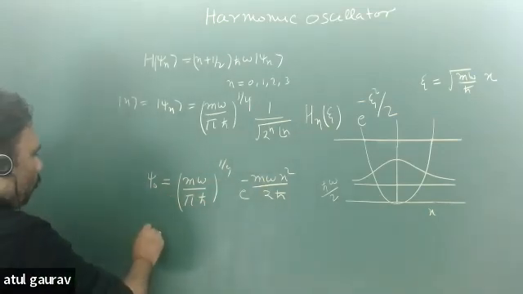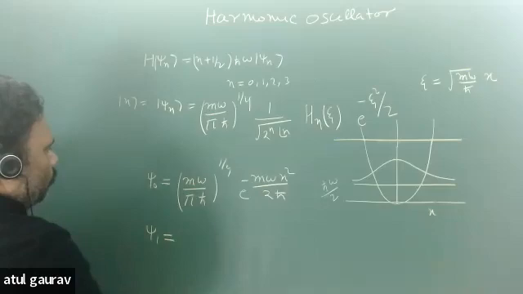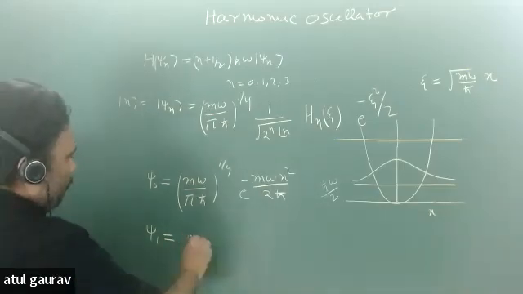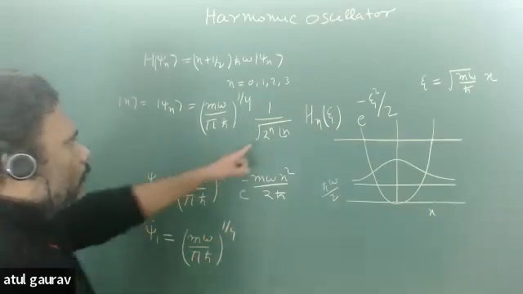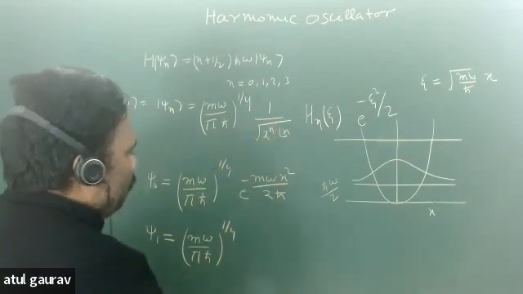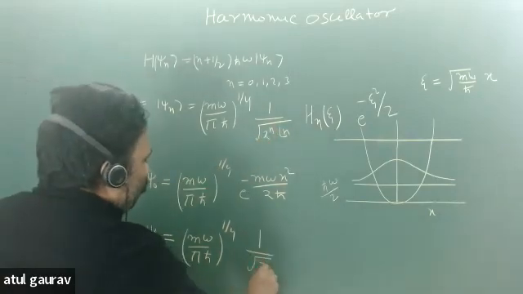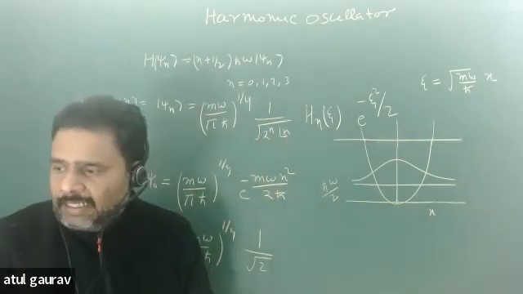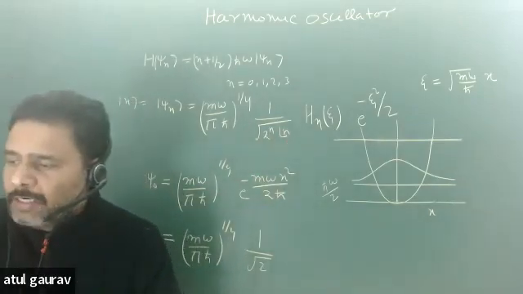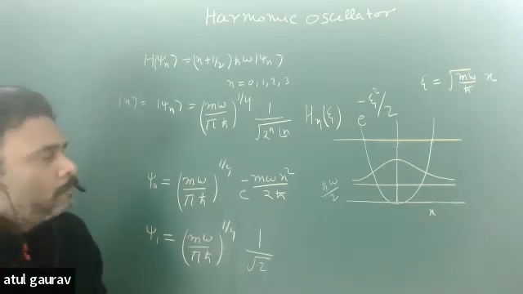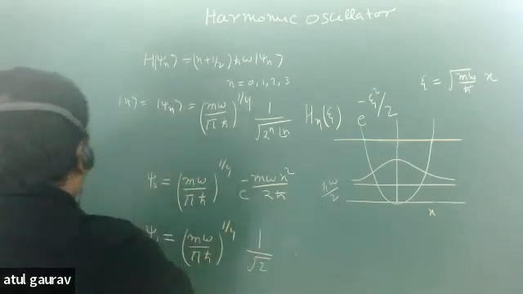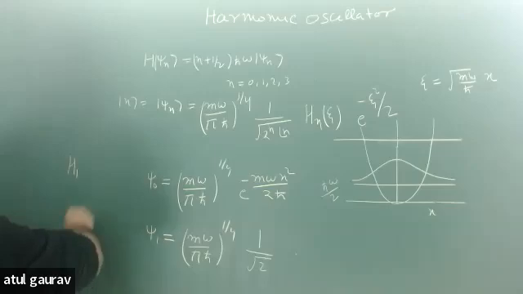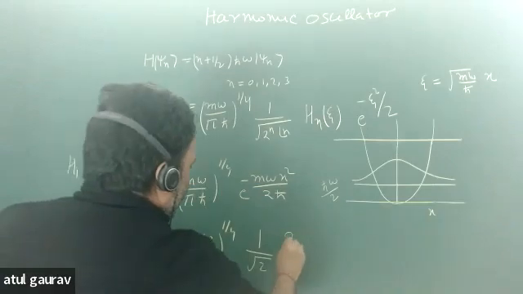Now when we go for the first excited state, it can be written as m omega upon pi h cut to the power 1 by 4. Here you put n equal to 1, so that is 1 upon root 2. And what is your H1? What was H1? What is your H1? 2 xi. Actually, it's 2 xi. It was told in yesterday's class, right? 2 xi, isn't it? So your H1 is 2 xi. So you will write it as 2.